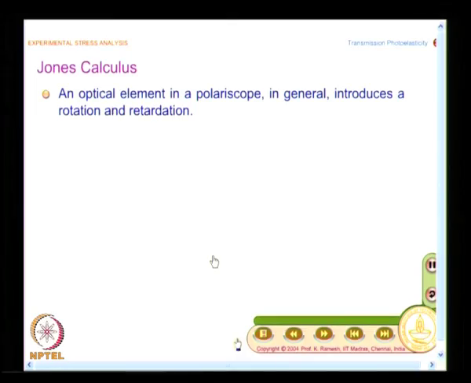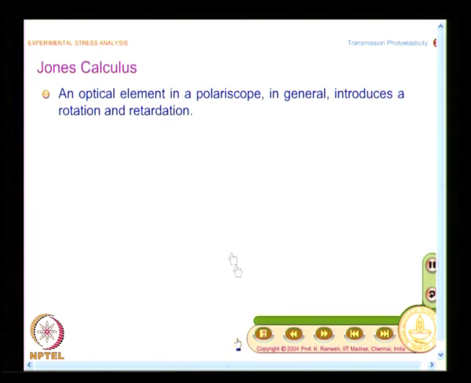And this is known as Jones calculus. And what is Jones calculus? We will have to understand first of all that an optical element in a polariscope, in general, introduces a rotation and a retardation.